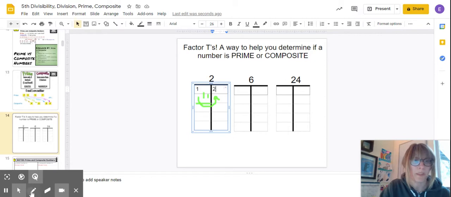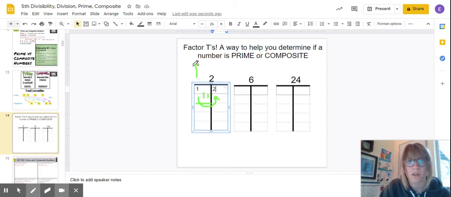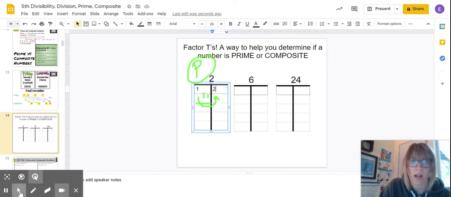So then we can go to this next one and say, well, what about 6? Is 6 prime? 2 is prime because it has only one pair, 2 numbers that come together to make the target number of 2. 6, is 6 prime or composite?